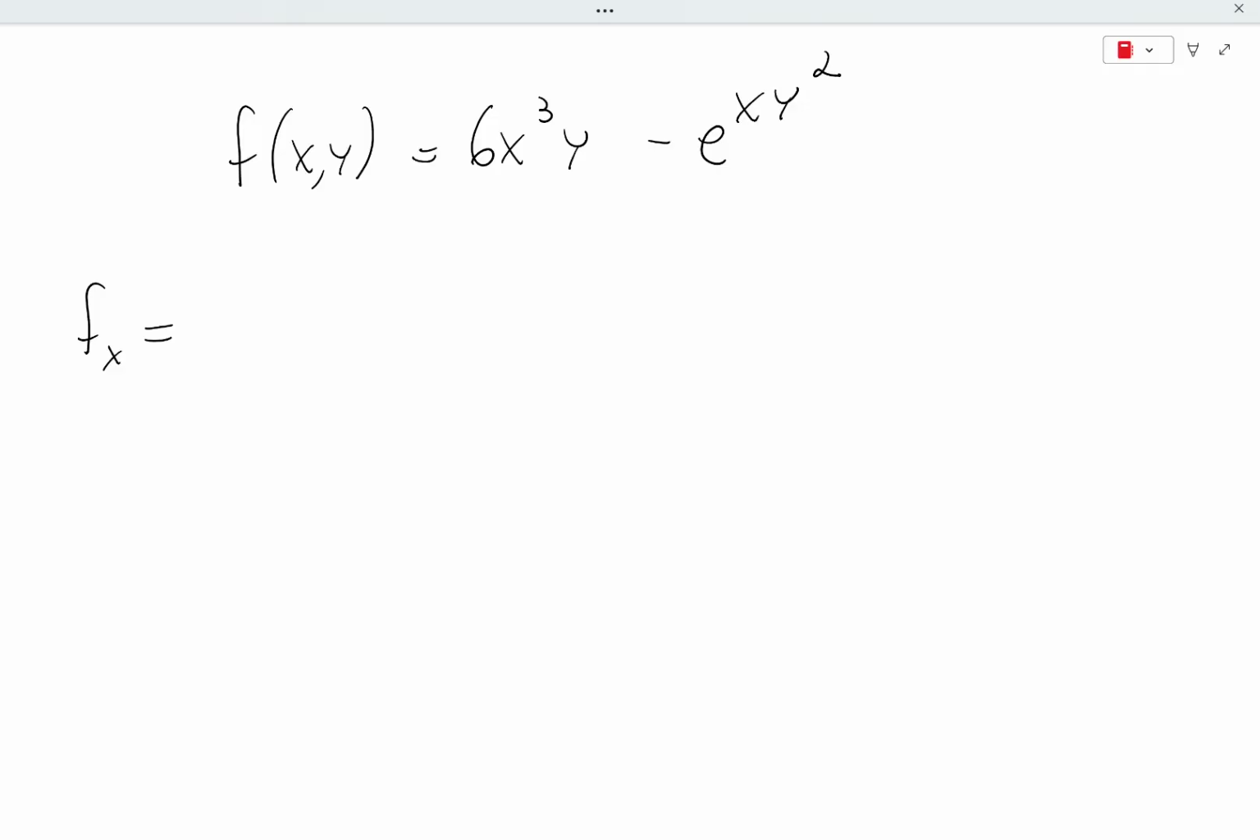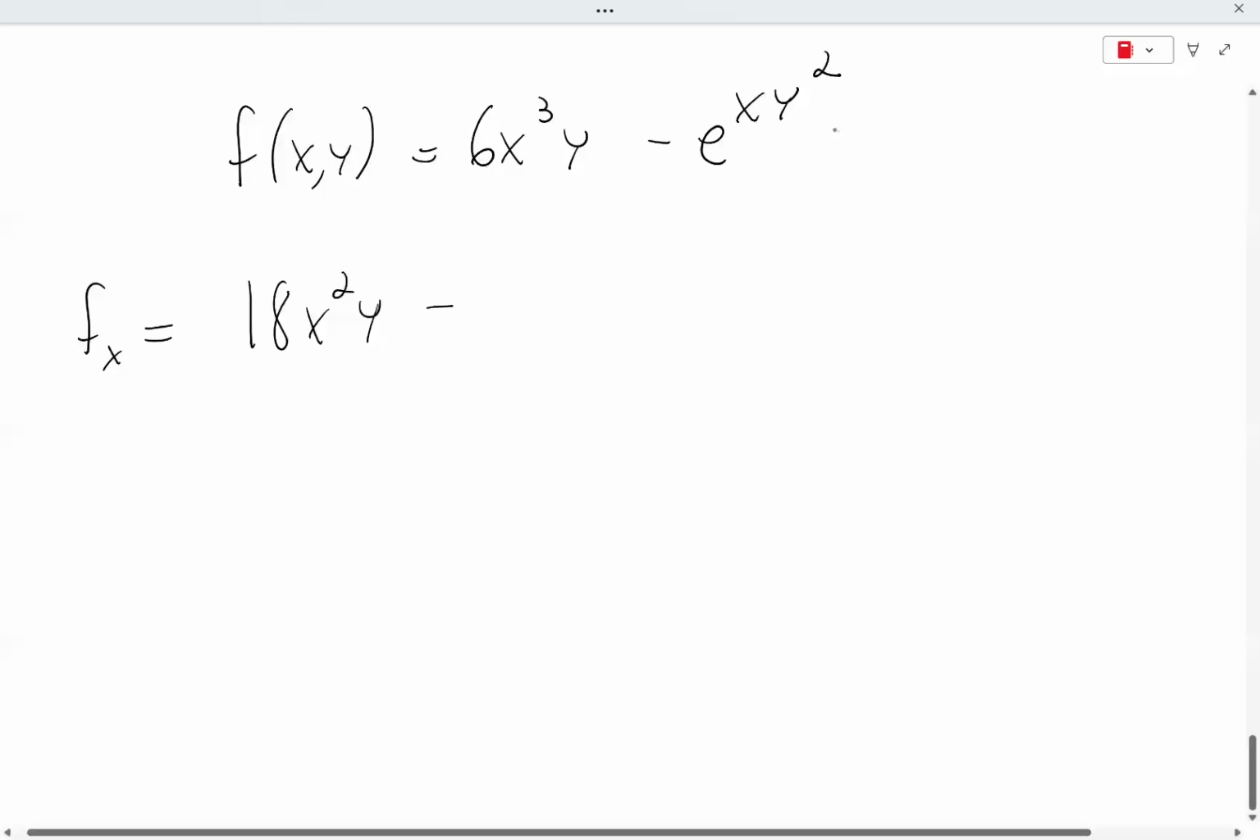Okay, so partial with respect to x here. What would be the first term? 18x squared y. That'd be that one. Minus some partial with respect to x here. You have to use the chain rule. So minus now the derivative of e to the something. It's e to the something because e has its own derivative, and then multiply by the derivative of this up here with respect to x. So times what?